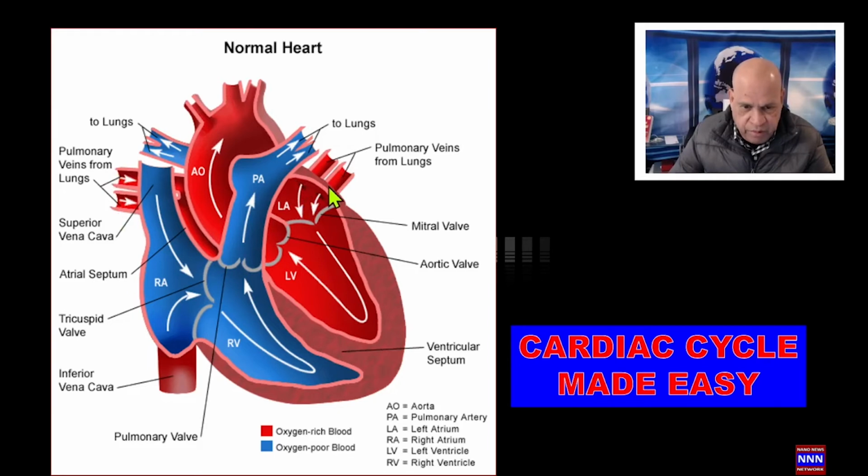When the left atrium contracts, the tricuspid valve opens and the blood is pumped into the left ventricle. And as the left ventricle begins to contract, the pressure in the left ventricle increases, which opens the aortic valve, and the blood is pushed into the main aorta. From there, it is distributed to the rest of the body for oxygenation and removal of carbon dioxide.